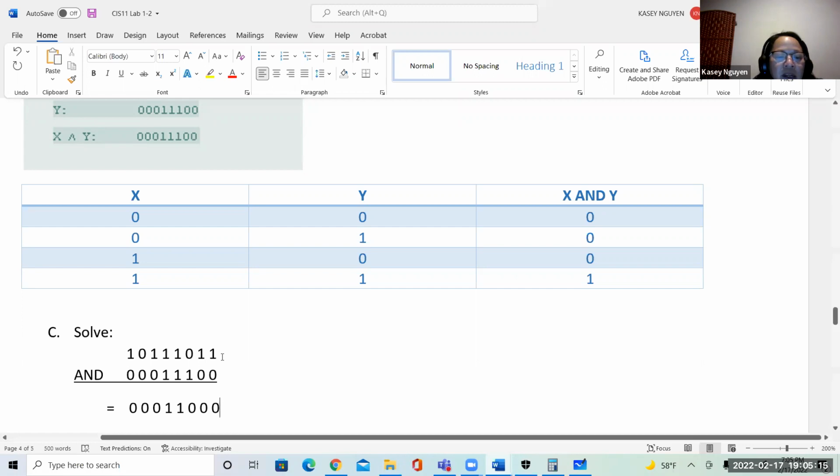So when you have this value as binary, and you operate the AND with another value, this is the output.